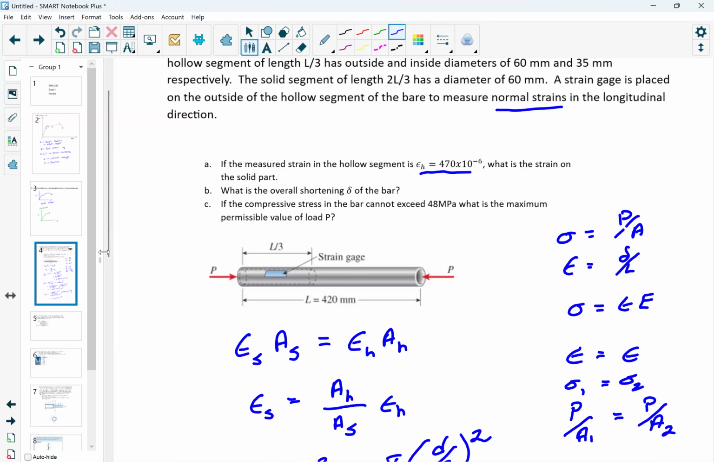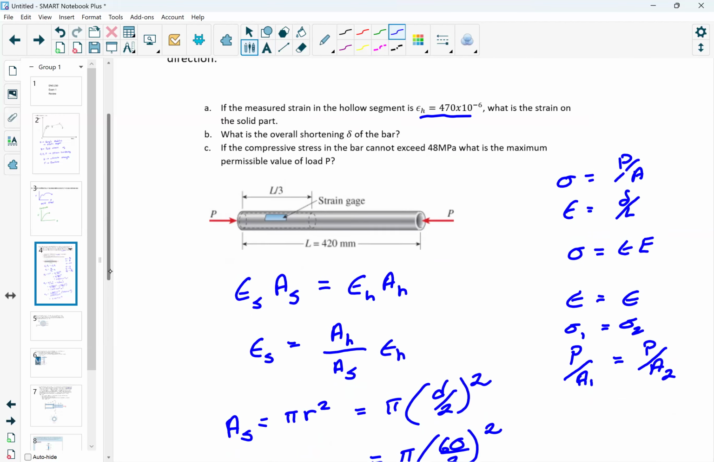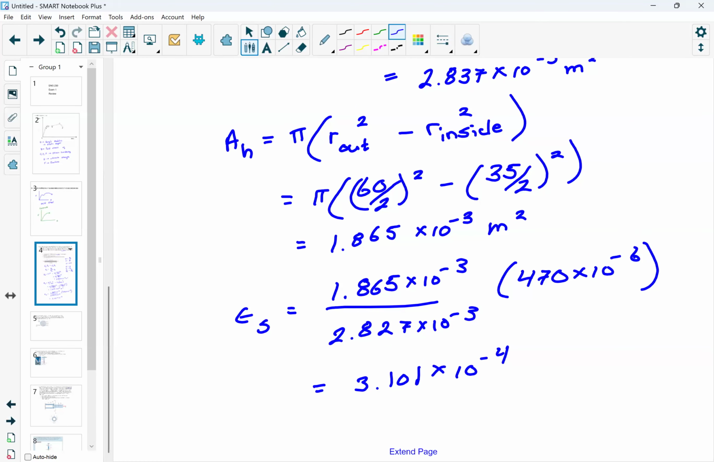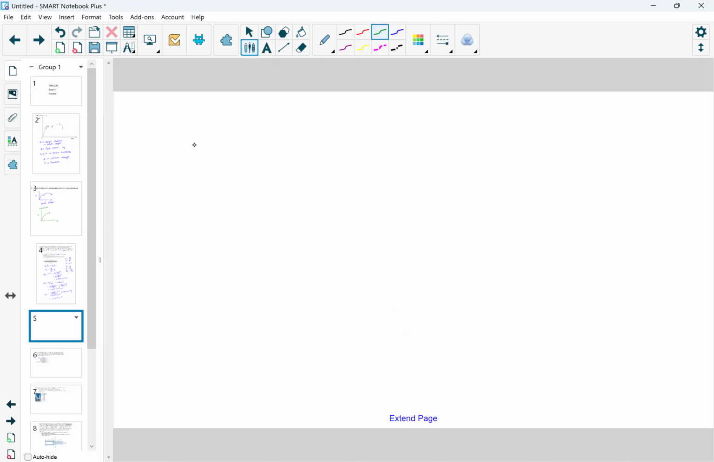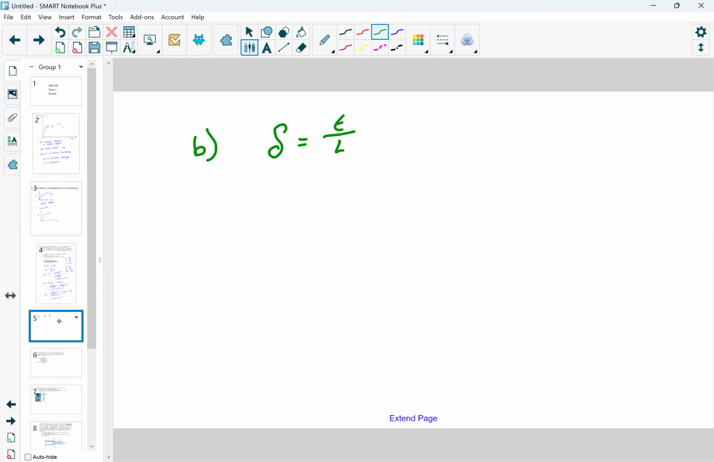Part B is what's the overall shortening of the bar? Okay, so then we're going to want to use this delta equation here because we found the strain. So part B, we know delta equals the strain divided by L. Wait, I think I just wrote that backwards, didn't I? Yeah, it's delta divided by L.